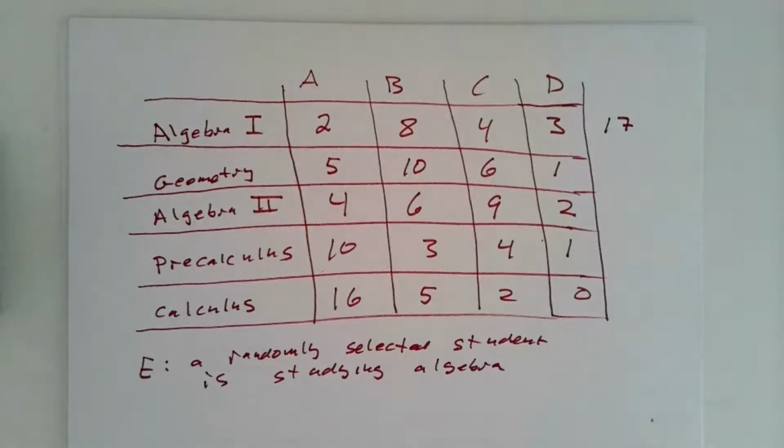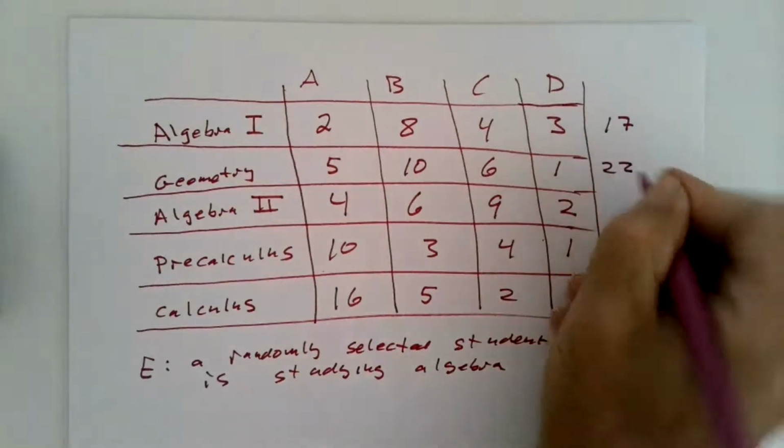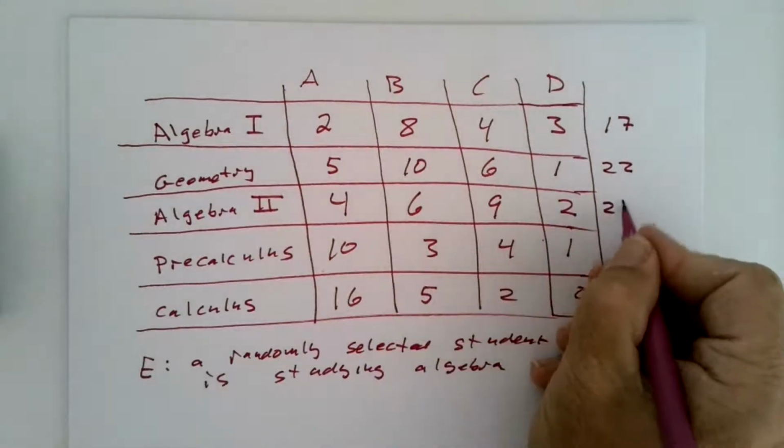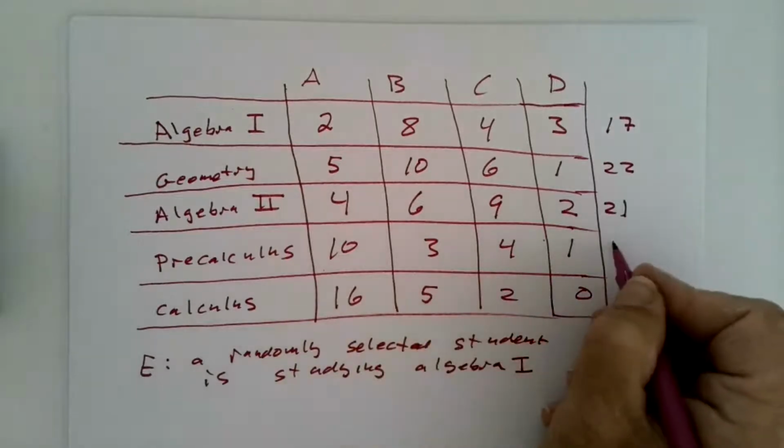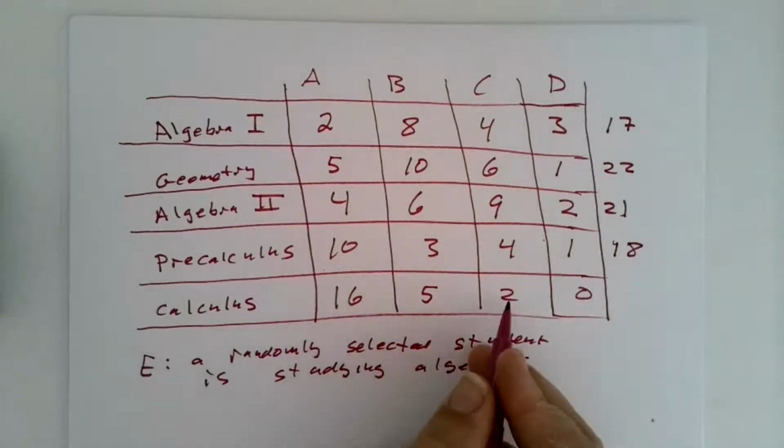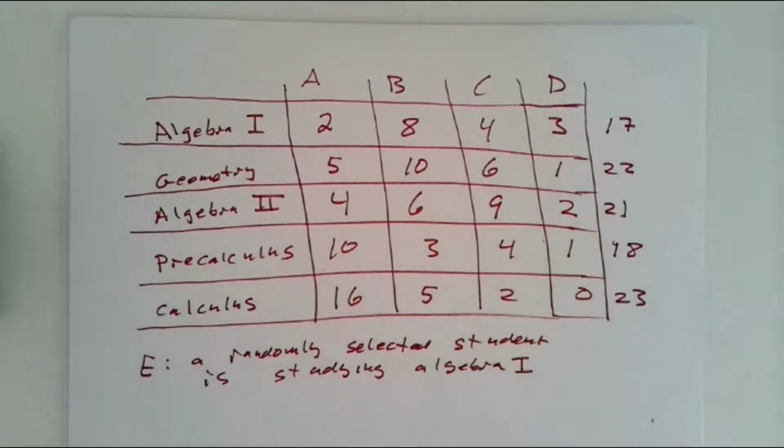Then we have 15, 21, 22 geometry students. 10, 19, 21 algebra 2 students. So I'll say Algebra 1, just to clarify that. 13, 17, 18 pre-calculus students. 21, 22, 23 calculus students. So how many students is that total?